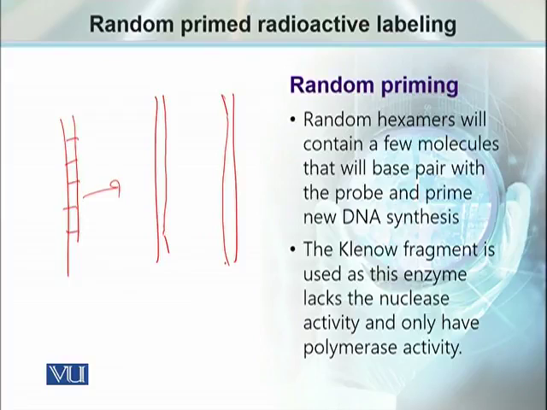Now the same principle is used to produce the probes by the random priming method. The random priming method uses the Klenow fragment as the enzyme for polymerization. It needs a supply of nucleotides, and one of those nucleotides is going to be radiolabeled.